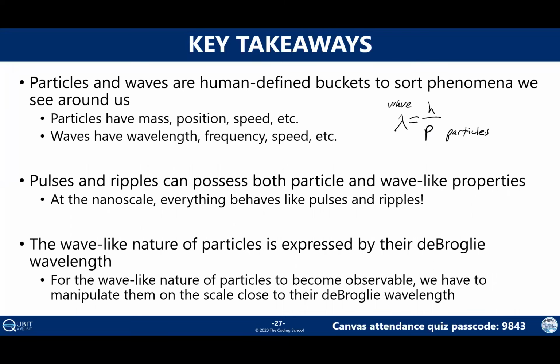We learned that pulses and ripples, remember the ripple on the rope, can possess both particle and wave-like properties. And then we found that in the 19th century, in the 20th century, physicists discovered that pretty much everything on the nanoscale behaves like a ripple on a rope. And then, like I just said before, the de Broglie wavelength equation is how we relate these two characteristics.